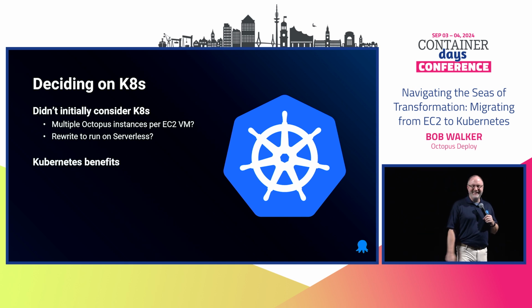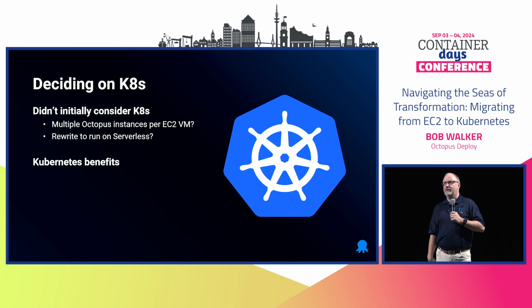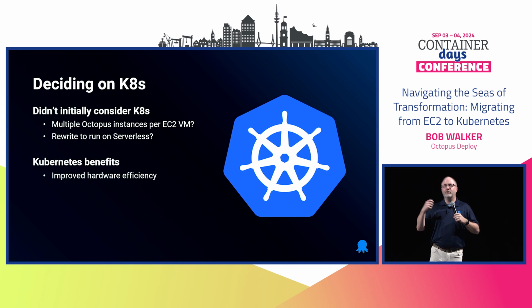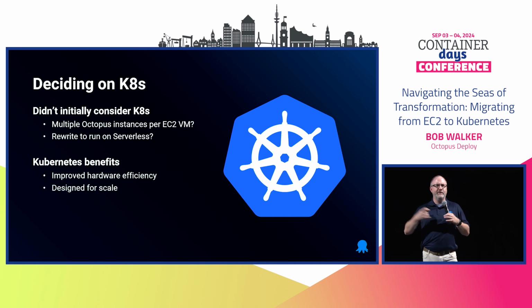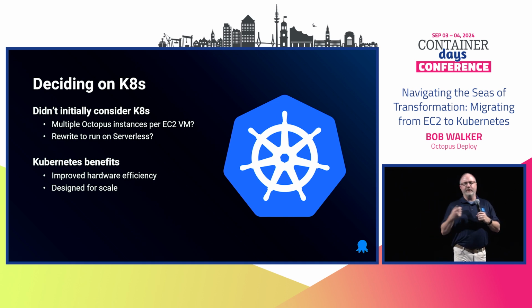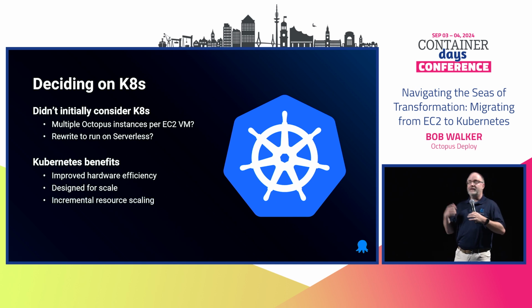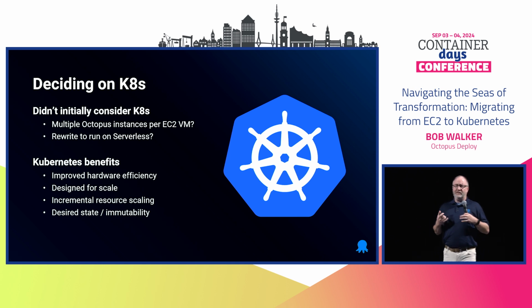There we go. So let's talk about some of the Kubernetes benefits and why we started looking at them. We got that improved hardware efficiency, which was really important to us. We also got that design for scale for Kubernetes. We were looking at some of the other container options because containers was definitely becoming more and more of an option for us. And we're like, well, you could do ECS, you could do ACS, but Kubernetes just felt like a better fit for our use case. We got that incremental resource scaling that I was talking about. And then we also got additional benefits that we didn't really consider was important, but became much more important later on, specifically around that desired state and immutability.